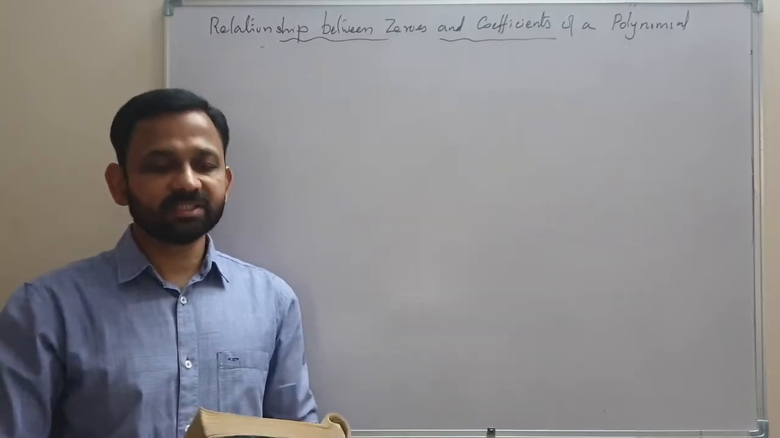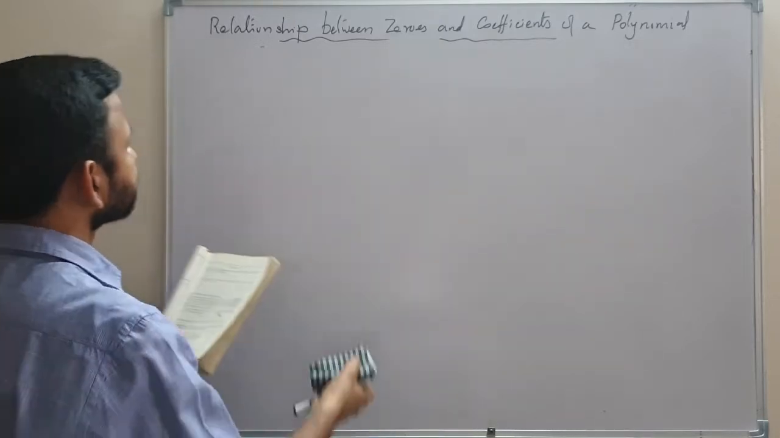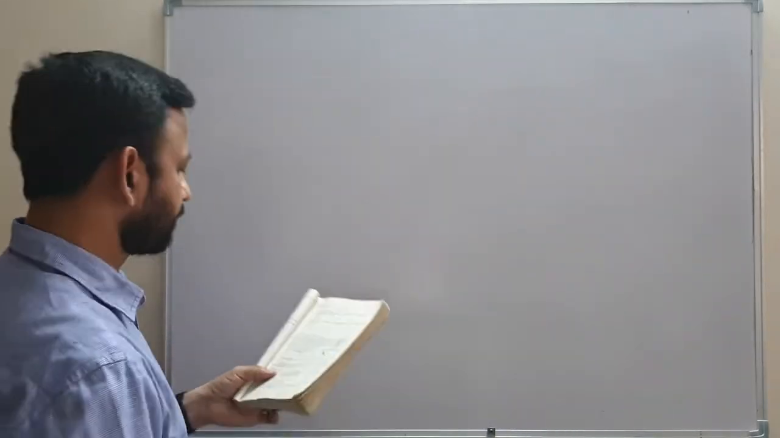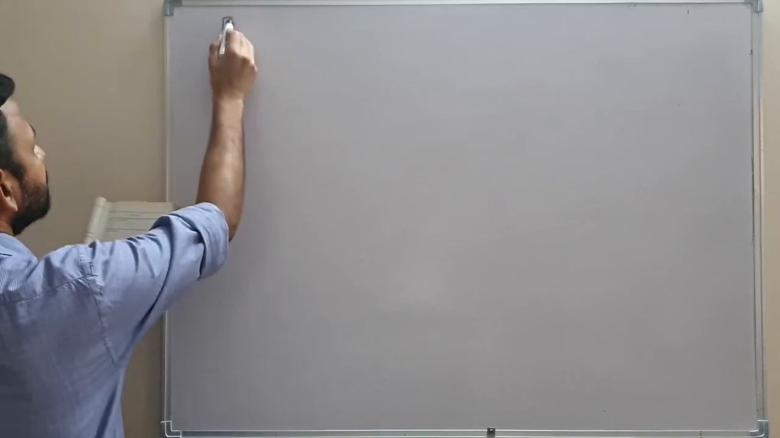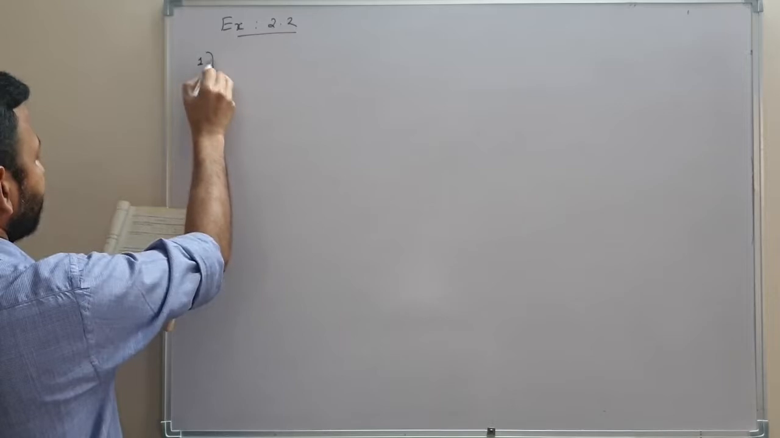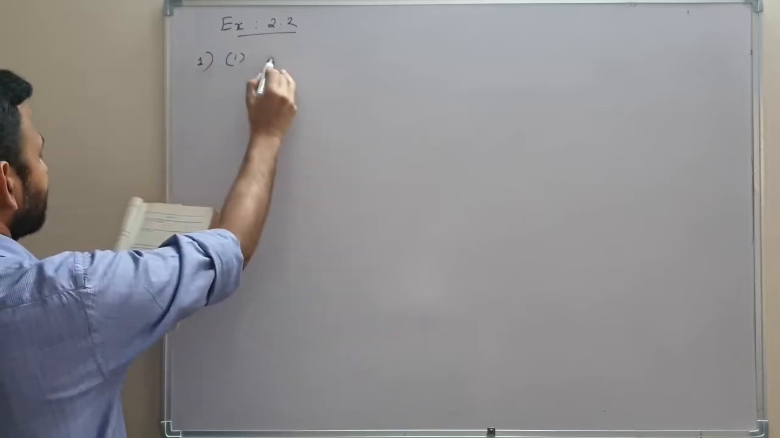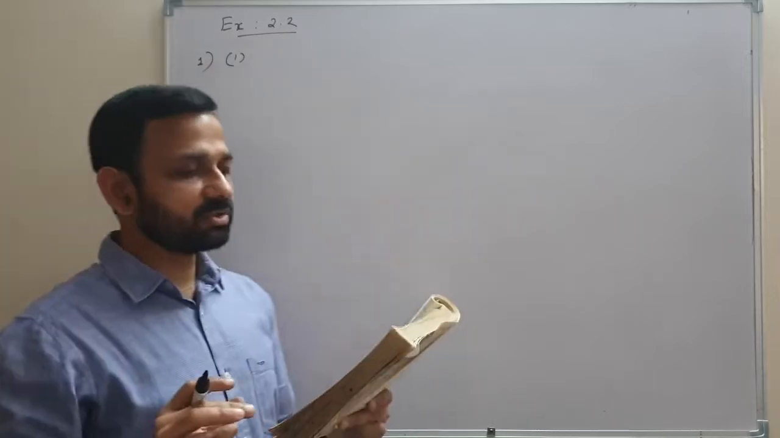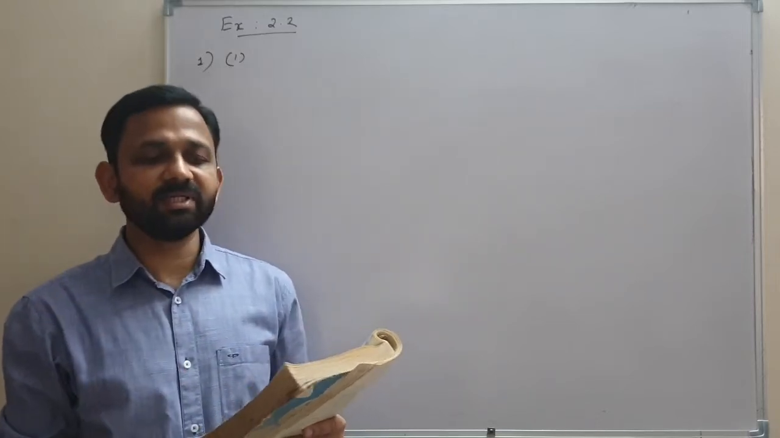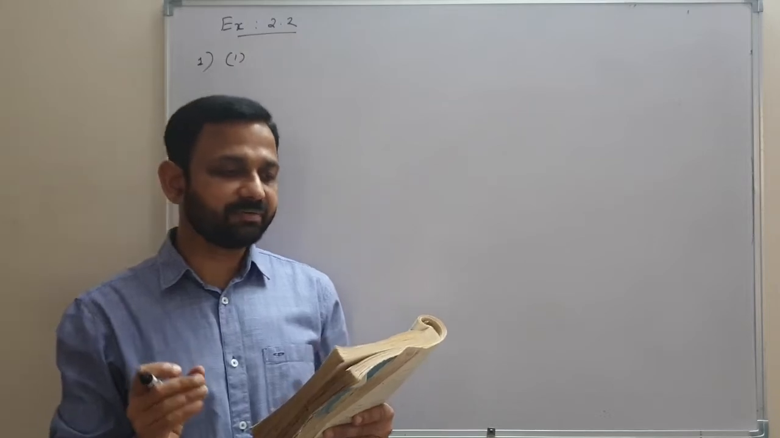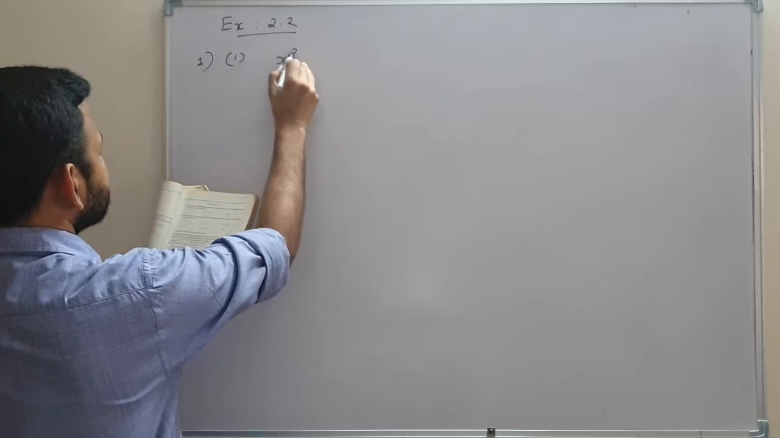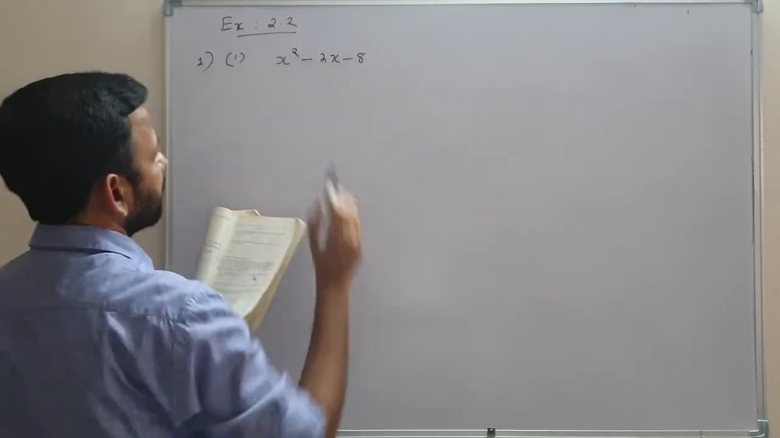Now we are going to do exercise 2.2, question number 1, first part. Find the zeros of the following quadratic polynomials and verify the relationship between the zeros and the coefficients. First one, x square minus 2x minus 8.